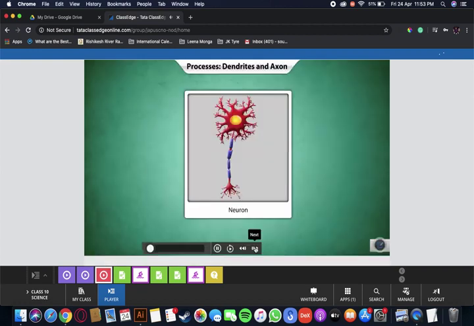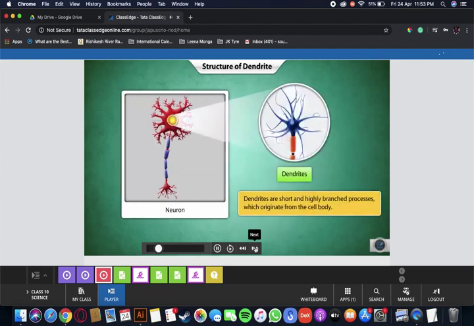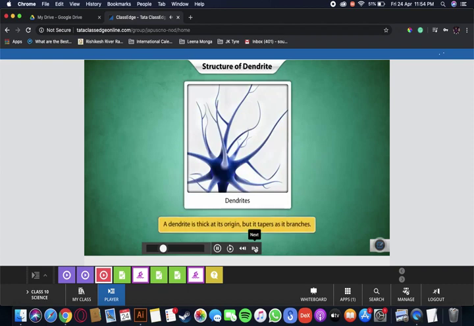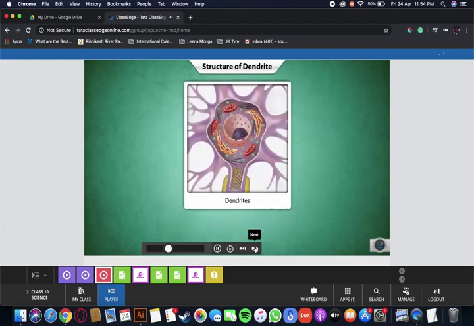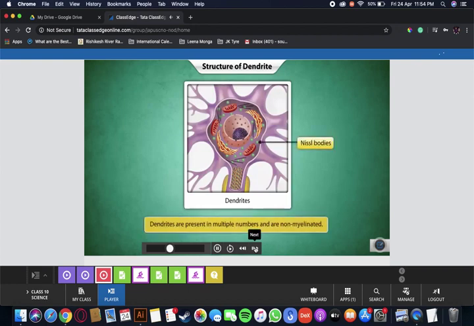The processes are the fine fibers that initiate from the cell body of the neuron. There are two types of processes: dendrites and axon. Dendrites are short and highly branched processes which originate from the cell body. A dendrite is thick at its origin and tapered towards the end. The structure of a dendrite is the same as the cell body. There can be multiple dendrites on a cell body and they are usually non-myelinated.